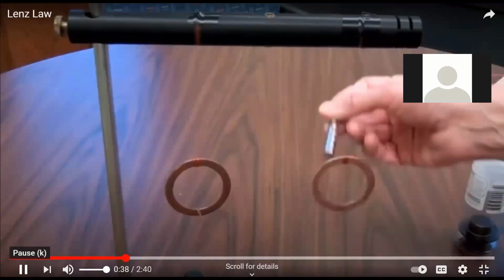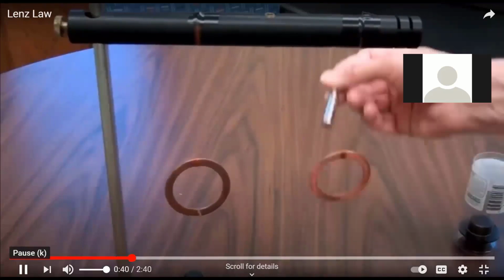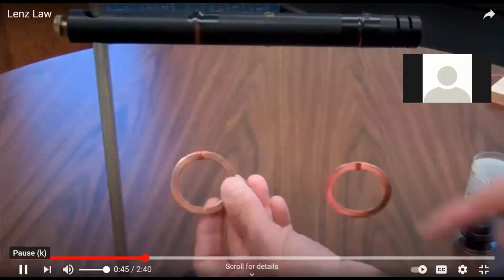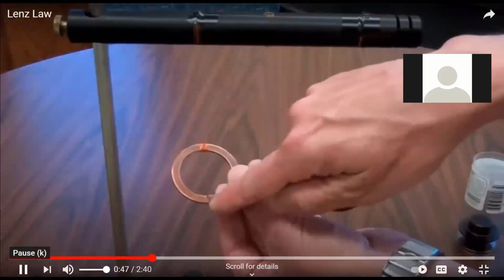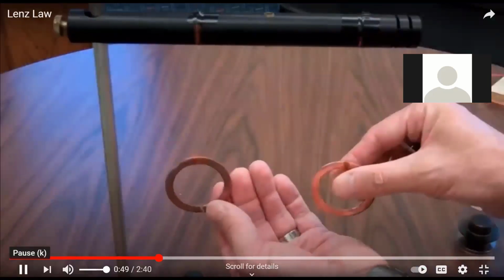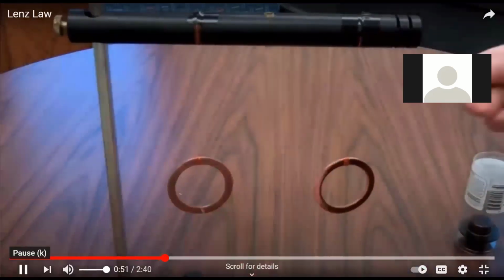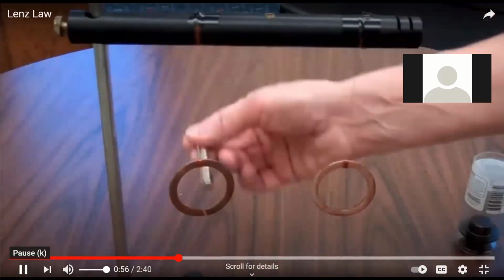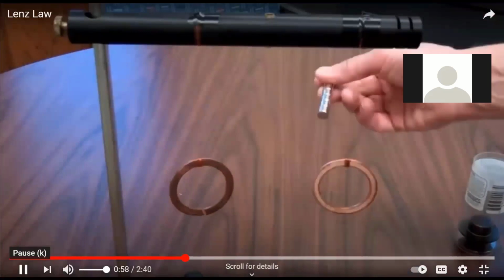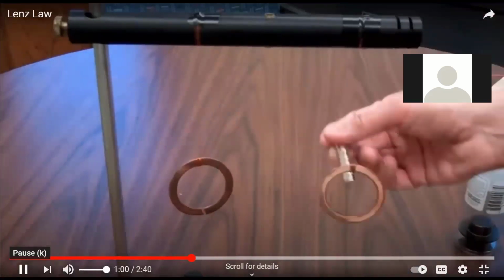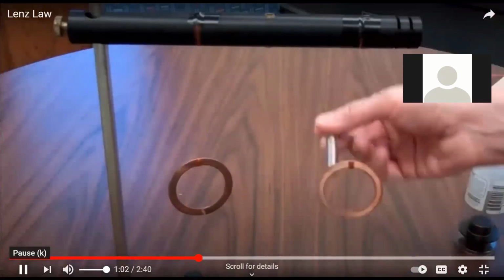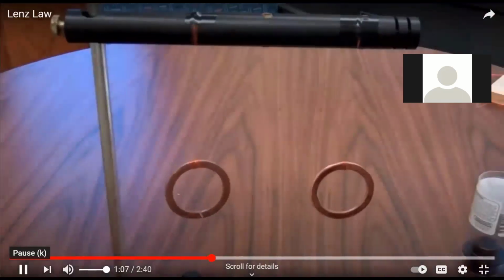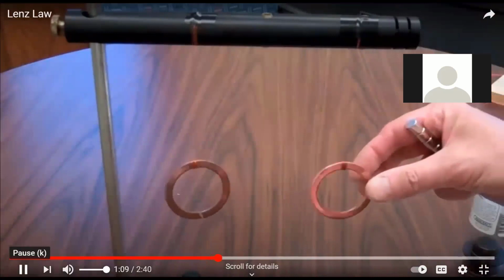It's away from the copper gasket, and what you'll see is the copper gasket starts swinging. Now, on the left is another identical copper gasket, except with a hacksaw, a cut has been made through. And as I move the magnet in and out of the copper gasket on the left, you see there's no effect. This effect is due to electromagnetic induction.